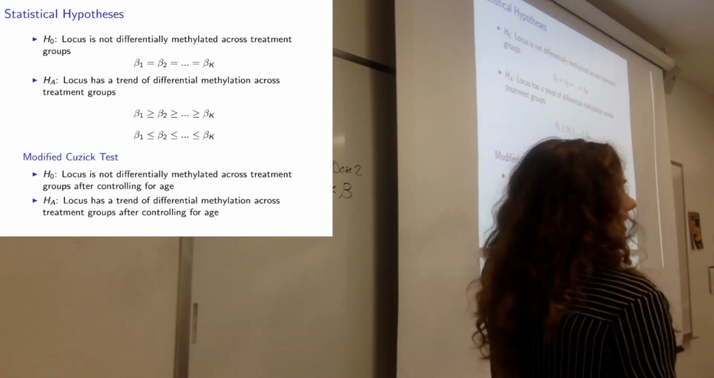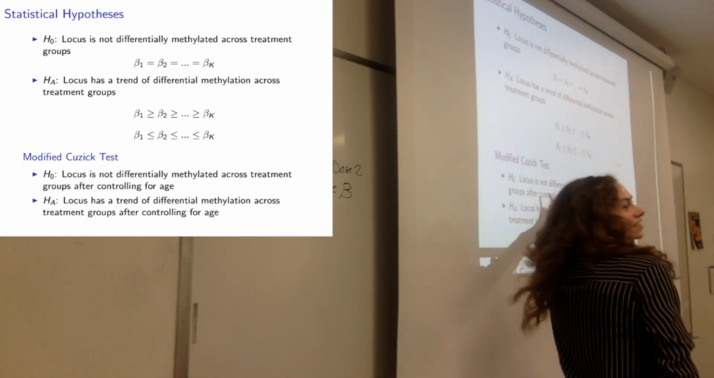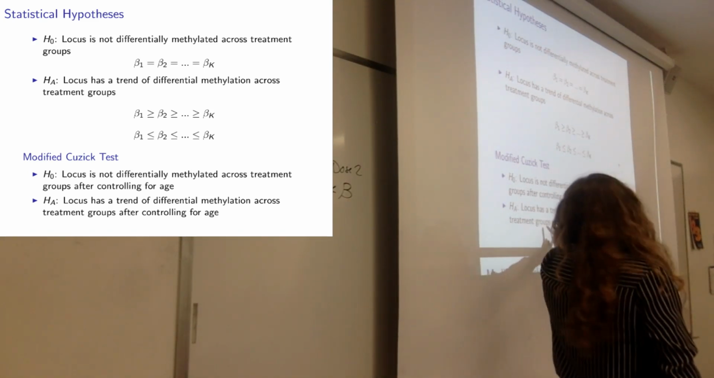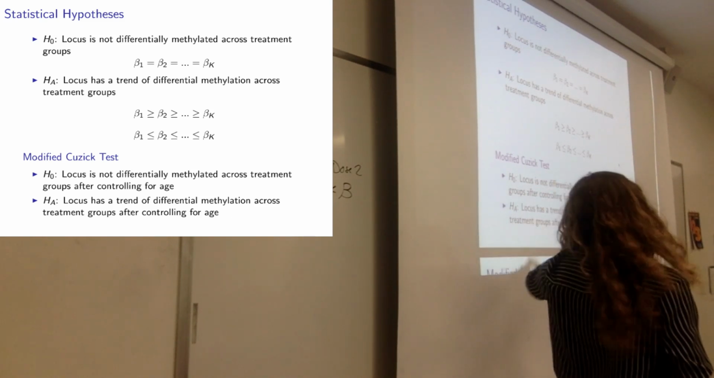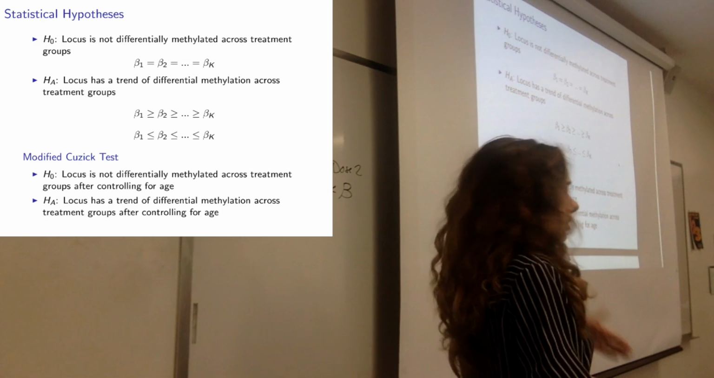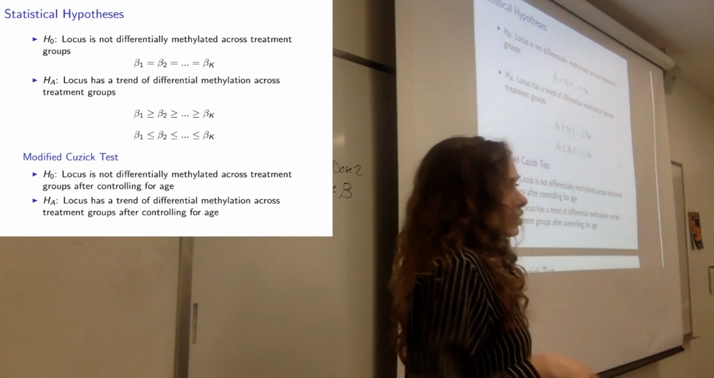The modified test that they're presenting, the only difference in these hypotheses is that you're controlling for age. So not differentially methylated across treatments after controlling for age. There is a trend, they're different after controlling for age. So that's where this is going.